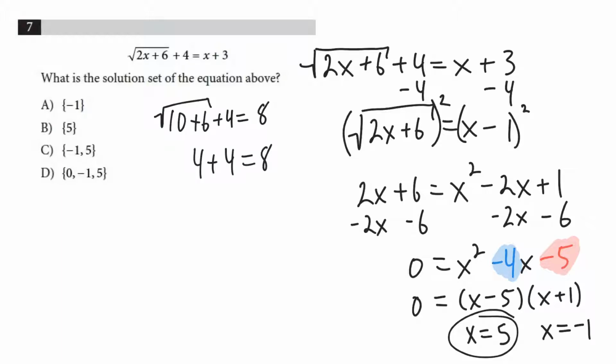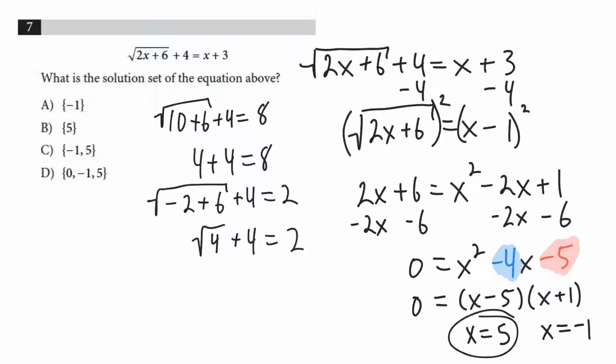Let's check negative 1. If we put negative 1 in, we're going to have 2 times negative 1 is negative 2, plus 6, plus 4 equals, well, negative 1 plus 3, that's going to be 2. Alright, so then inside the square root we have the square root of 4, plus 4 equals 2. No, that's going to be 2 plus 4 is 6. 6 does not equal 2. So negative 1 is not a solution. So the only solution that works for this is going to be 5. Our answer is B.